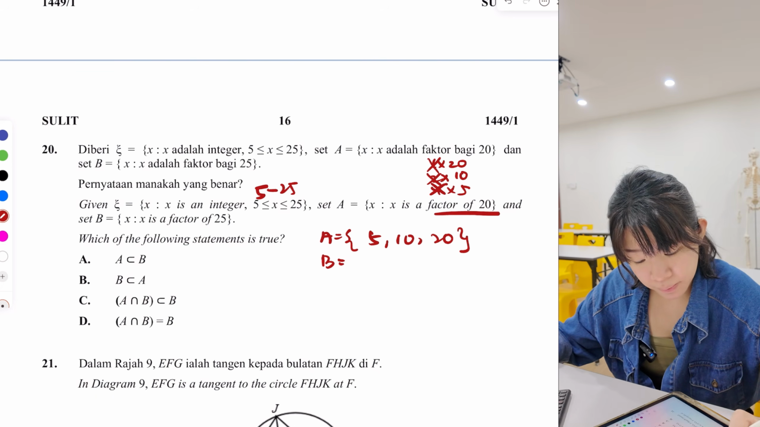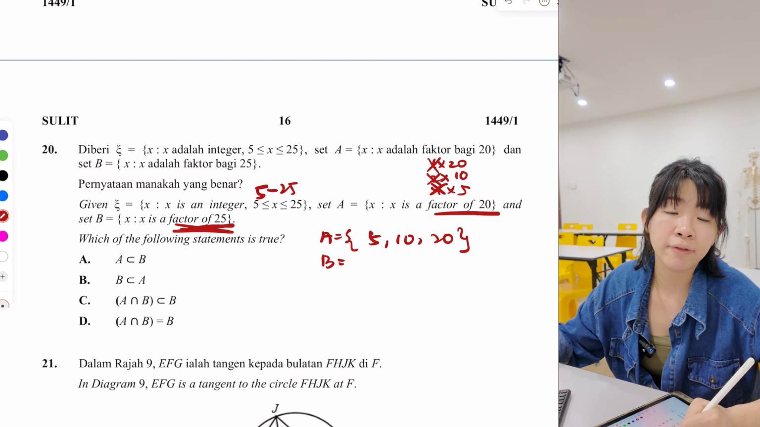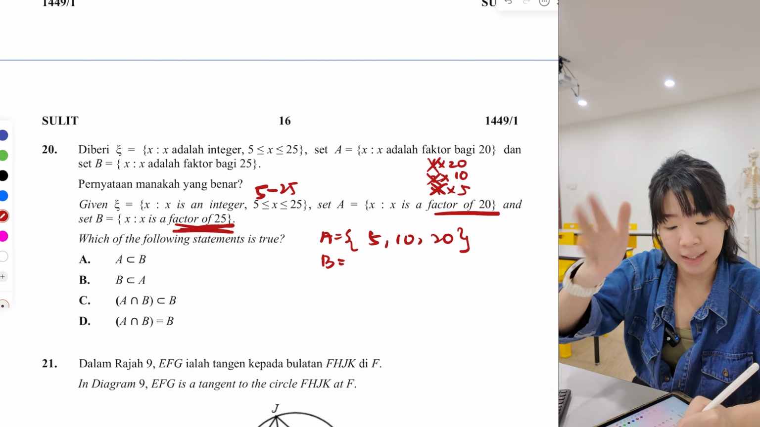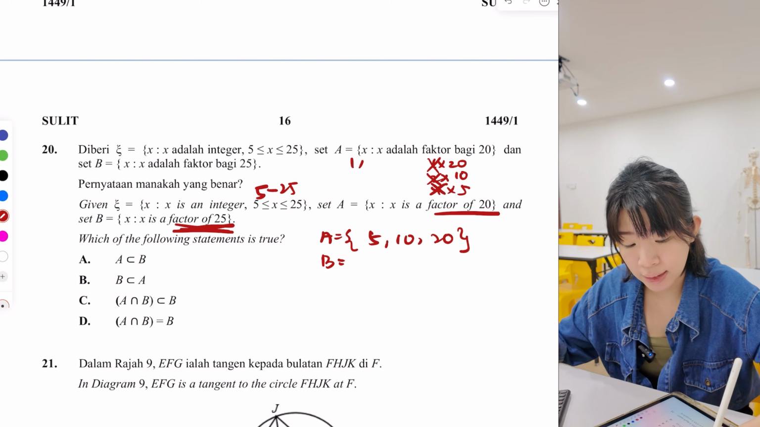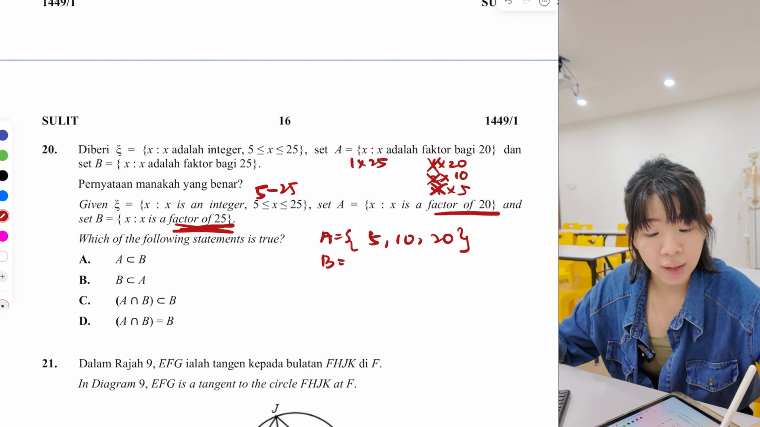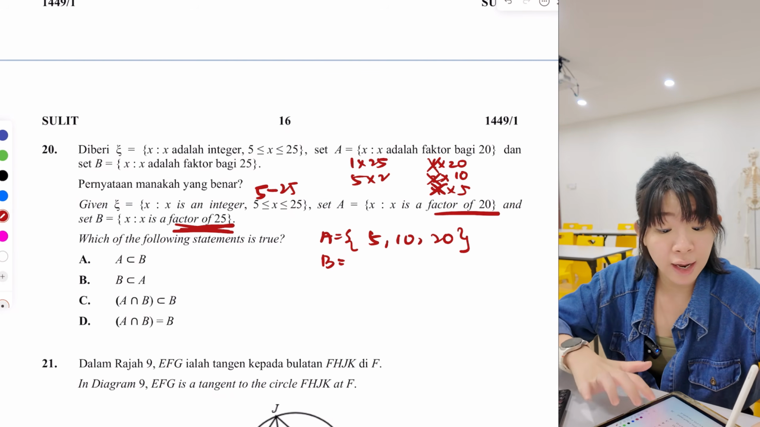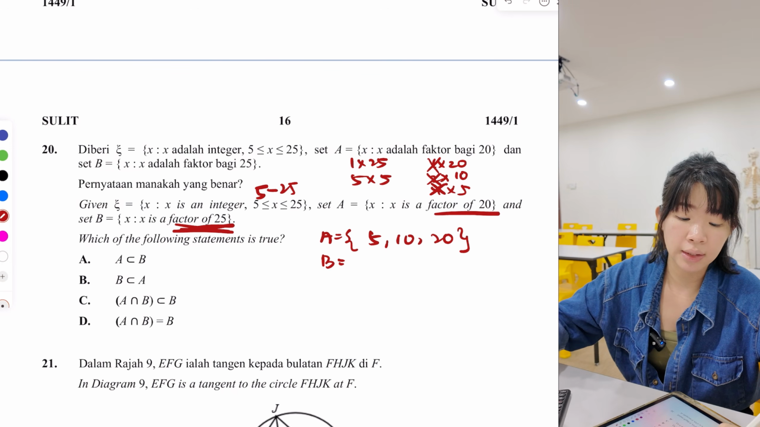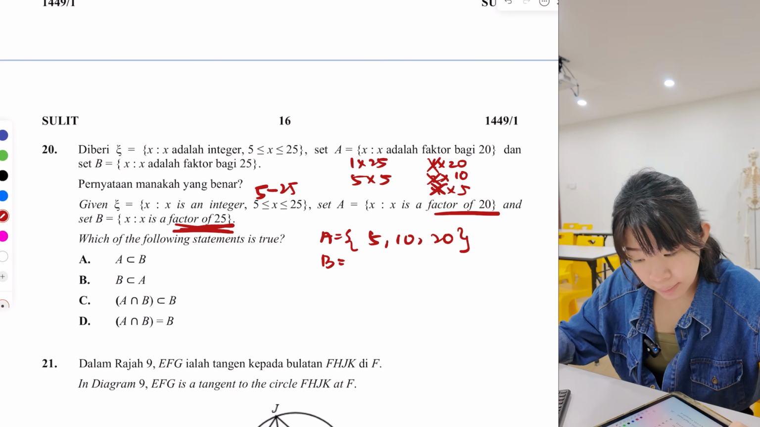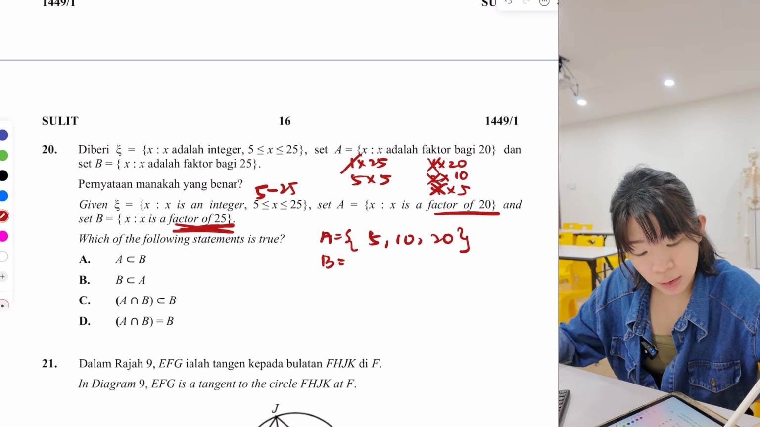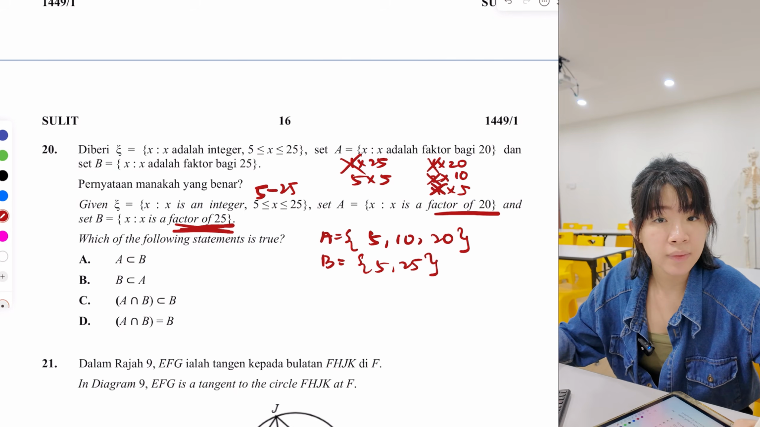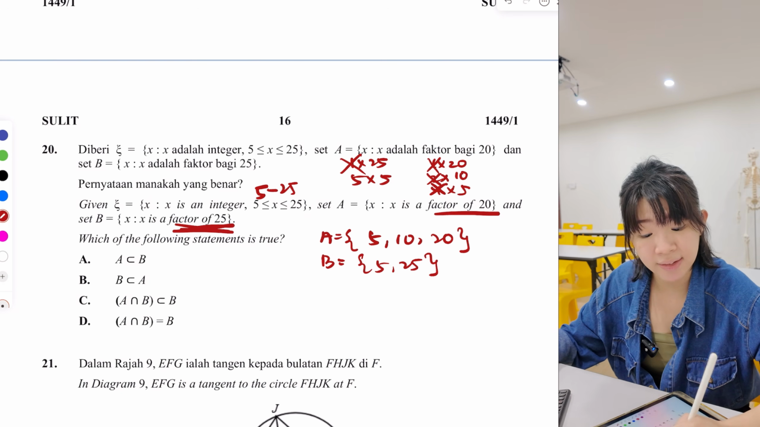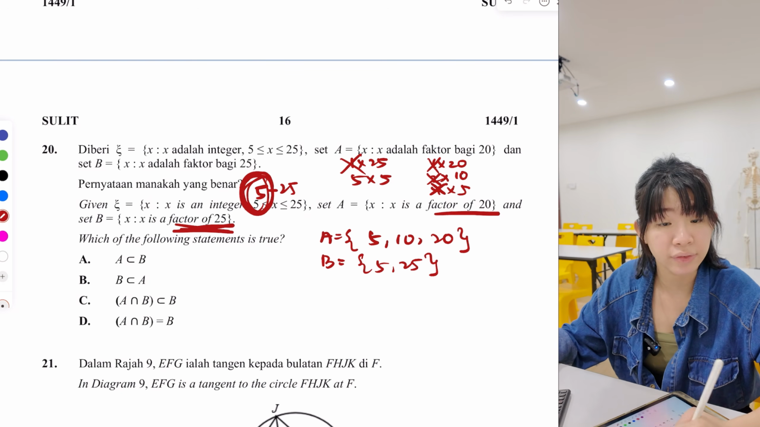How about set B? Set B is a factor of 25. So the numbers multiplied together give 25. They are all factors of 25. For example, 1 times 25, 5 times 5, 25. Then no more. So the elements we want here, not including the 1, are only 5 and 25, because the universal set says that we start from 5.